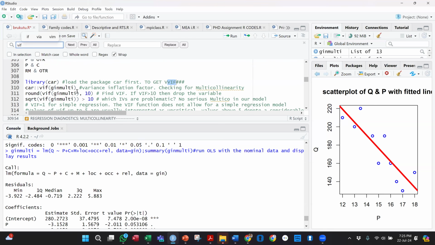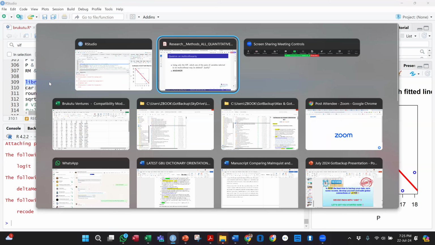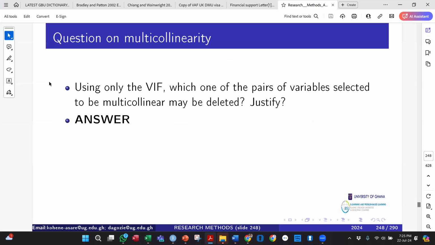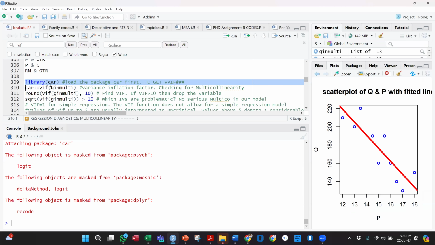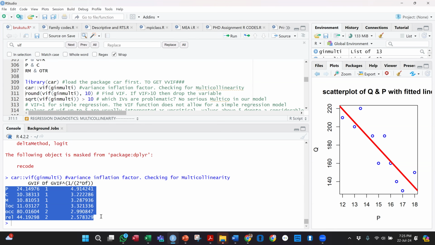Well, one way is, first of all, if this is not available, you do that. It's called library car. By the way, everything is in your slides. It's called library car. If you check the R, it gives you the command. One is to run this command here. As you can see, run this command here, and it will help you to be able to know.